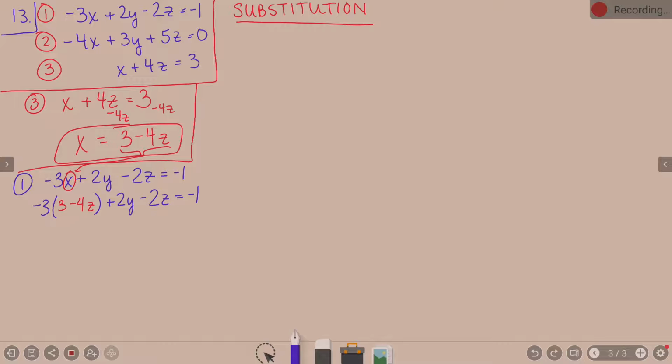Okay, we see parentheses. What do we do with parentheses? We're going to distribute. So negative 3 times 3 is negative 9. Negative 3 times negative 4z: negative times negative makes it positive, so plus 12z. Still plus 2y, still minus 2z, still equals negative 1.